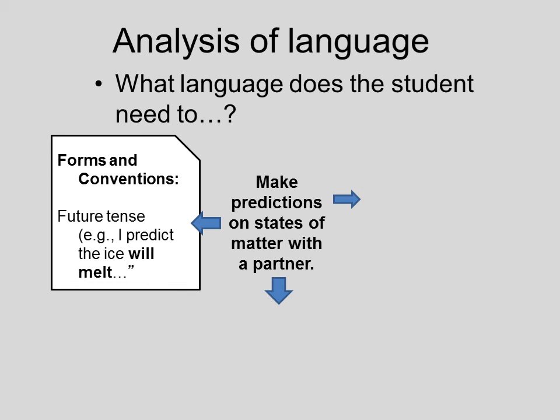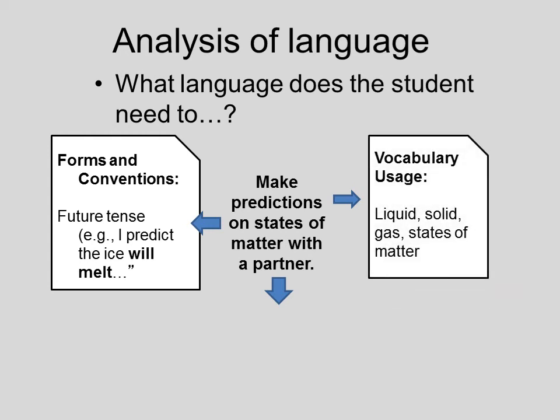The forms and conventions might require them to use the future tense. For example, I predict the ice will melt, etc. The vocabulary usage might include words like liquid, solid, gas, and states of matter.